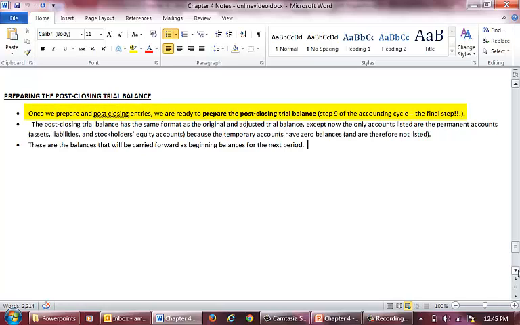Once we prepare and post closing entries, we are ready to prepare the post-closing trial balance, which is the ninth and final step of the accounting cycle. The post-closing trial balance has the same format as the original and adjusted trial balance, except now the only accounts listed are the permanent accounts, which are assets, liabilities, and stockholders' equity accounts, because the temporary accounts have zero balances and are therefore not listed. These are the balances that will be carried forward as beginning balances for the next period.